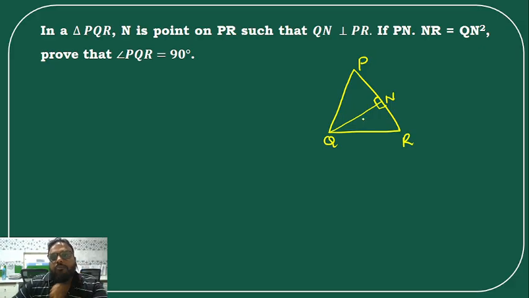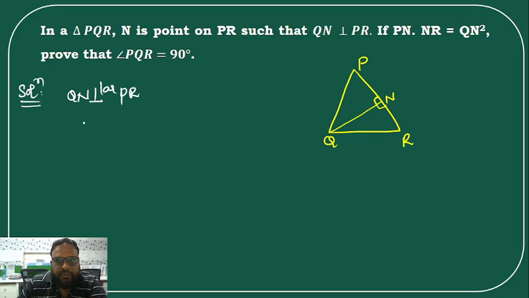Now what is given is that PN into NR is equal to QN square. This is also there with us. So when you start the proof, what are the given conditions? N is a point on PR such that QN is perpendicular to PR. And also it is given that PN into NR is equal to QN square. Now we have to prove that angle PQR is equal to 90 degrees.